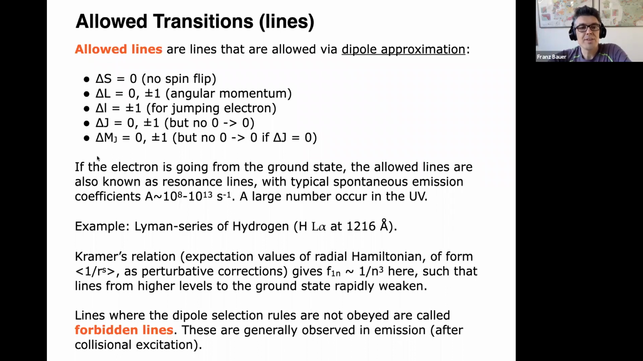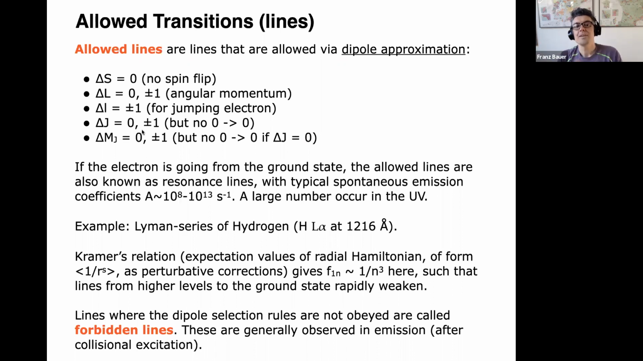And then finally, you have the magnetic quantum number, and this can either be 0 or plus or minus 1. And again, no 0 to 0 if this thing is zero. So anything that follows these rules is fine.